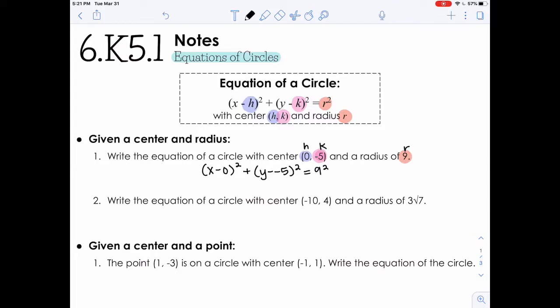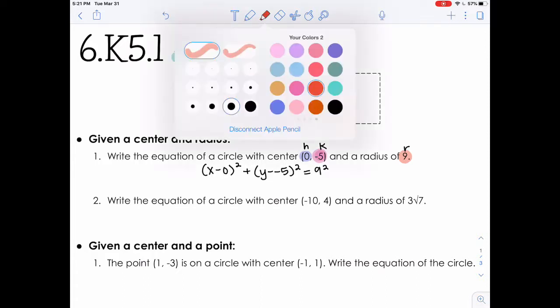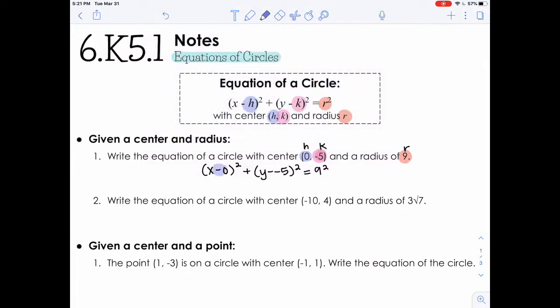Okay, so if we were to type this into Desmos, we would get a perfect circle with a center at (0, -5) and a radius of 9. You're welcome to try that out if you like. But in order to get all the points and for it to be completely proper, what we need to do is simplify some things. I see a couple things that can be simplified here.